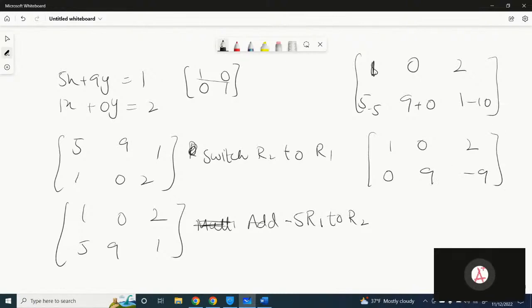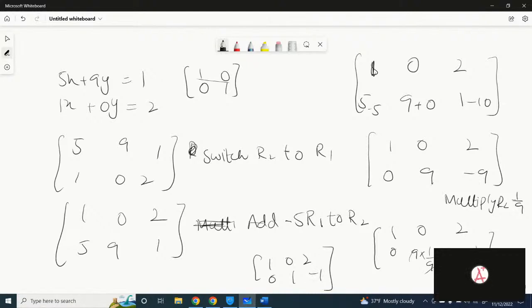Got it? You have to remove that, and you have to make 1 over here. So just multiply R2 by 1 over 9. Multiply it with 1 over 9. So when you multiply them, 1, 0, 2, 0, 9 times 1 over 9, negative 9 times 1 over 9. It makes 1, 0, 2, 0, and the 9s cancel out, so you are left with 1 here, and you are left with negative 1 here. So the solution of the equations is 2 and negative 1. Got it? So that's how you can use the augmented matrices method.